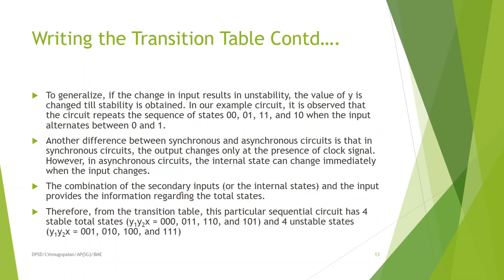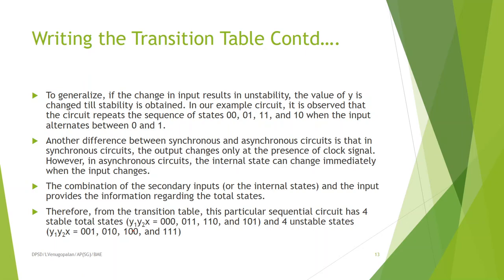Another major difference between synchronous and asynchronous circuits is that in a synchronous circuit the output changes only in the presence of the clock signal. However, in an asynchronous circuit the output changes as soon as the input changes. If you combine your secondary input and the external input provided, then this whole information is called the total state. Therefore, for total states 0 0 0, 0 1 1, 1 1 0 and 1 0 1, your system is stable and our circuit was stable.